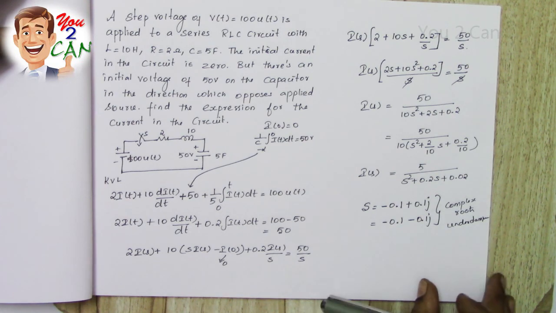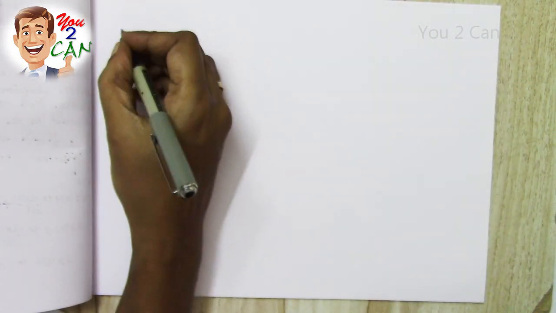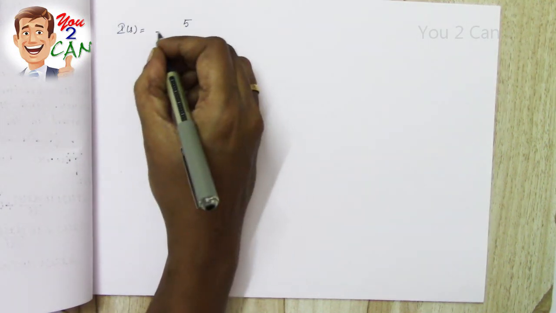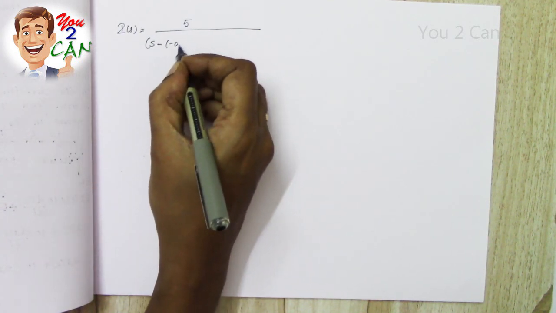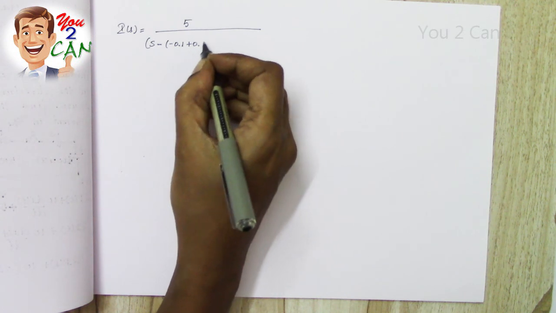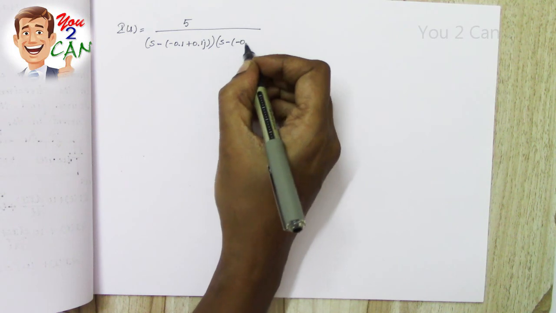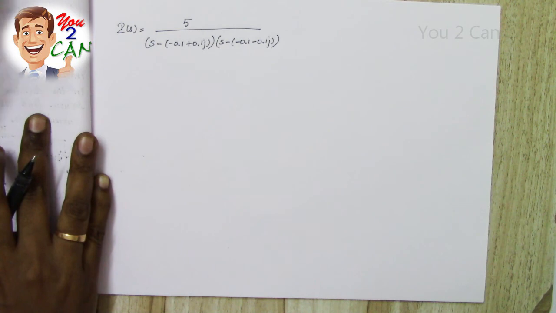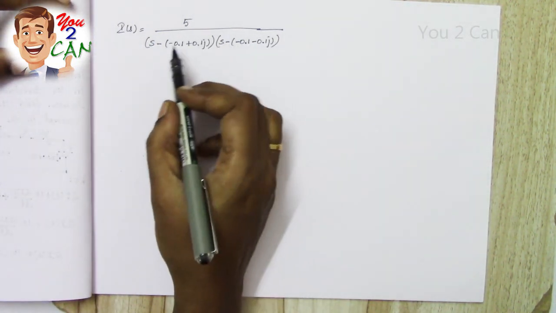Now write the equations. I(s) is equal to 5 divided by, one root is s minus of (minus 0.1 plus 0.1j), that is one root. Another root is s minus (minus 0.1 minus 0.1j). Okay. So we are going to solve by another method. Just listen. Just write the roots.